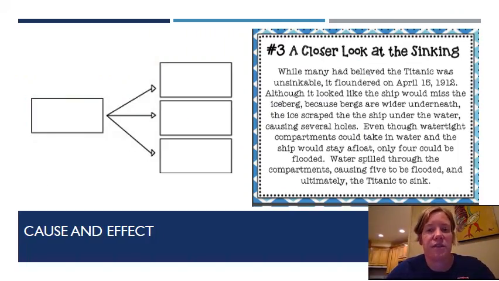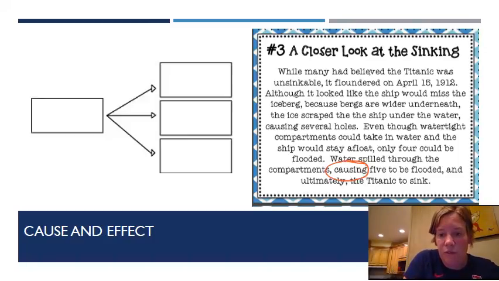All right, last we've got cause and effect, a closer look at the sinking. While many had believed the Titanic was unsinkable, it floundered on April 15, 1912. Although it looked like the ship would miss the iceberg, because bergs are wider underneath, the ice scraped the ship under the water, causing several holes. Even though watertight compartments could take in water and the ship would stay afloat, only 4 could be flooded. Water spilled through the compartments, causing 5 to be flooded, and ultimately the Titanic sank. I know this is cause and effect straight away because it has the word cause in it several times.